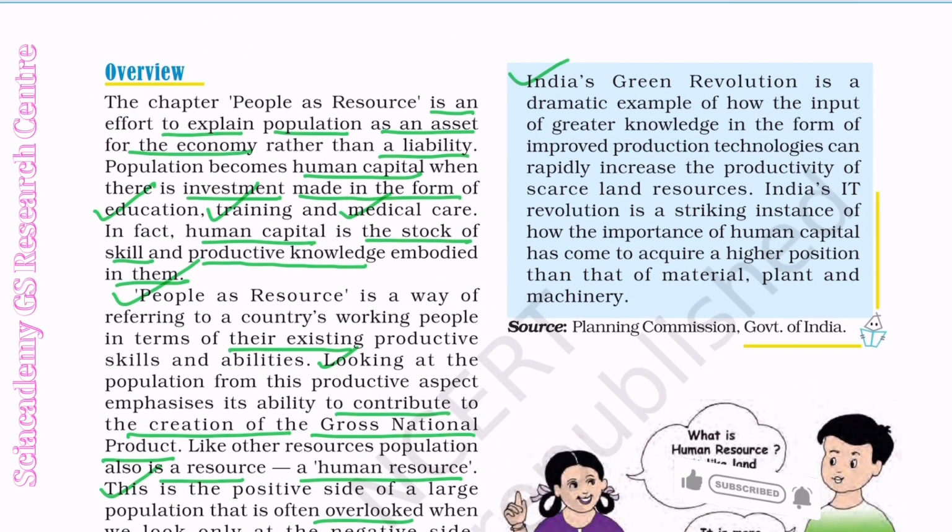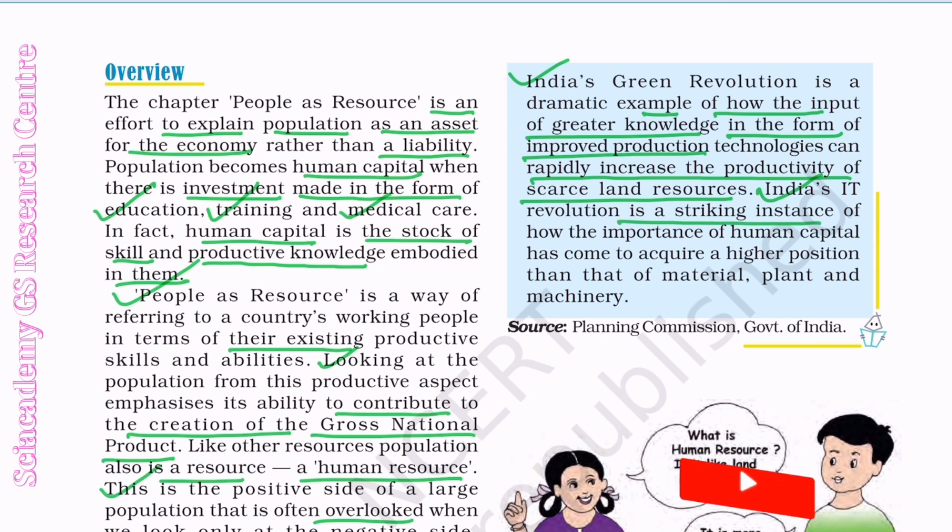India's Green Revolution is a dramatic example of how the input of greater knowledge in the form of improved production technologies can rapidly increase the productivity of scarce land resources. India's IT revolution is a striking instance of how the importance of human capital has come to acquire a higher position than that of material, plant and machinery. Source: Planning Commission of Government of India.